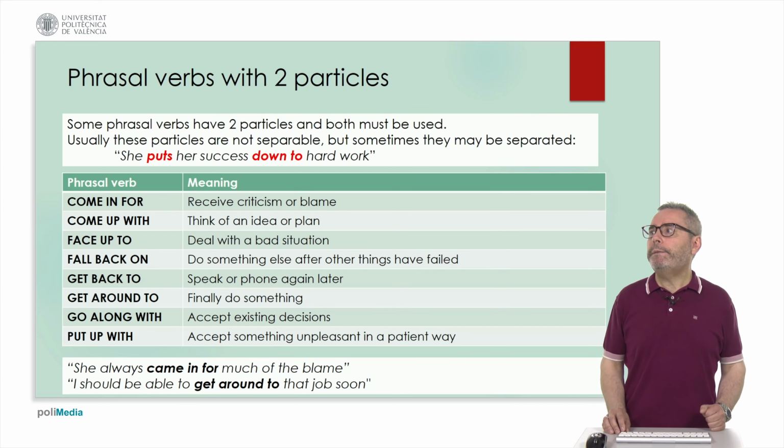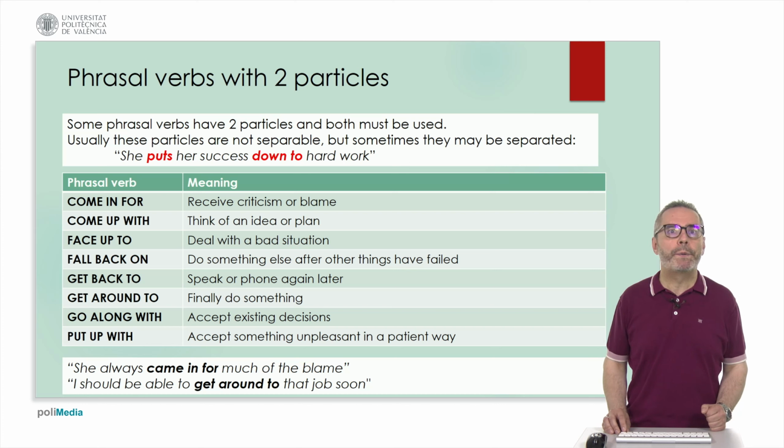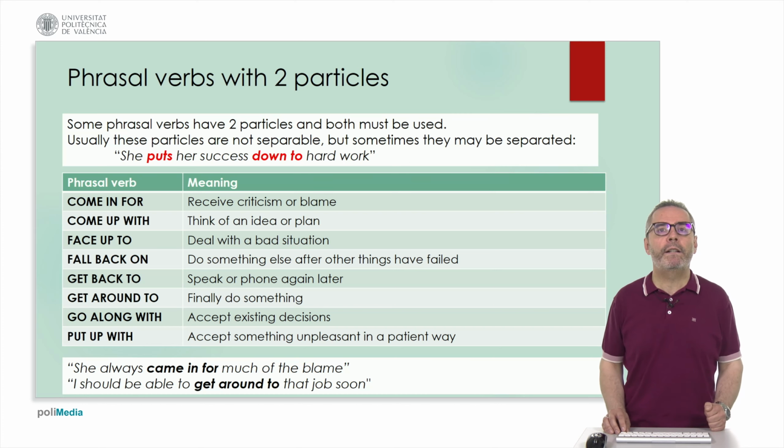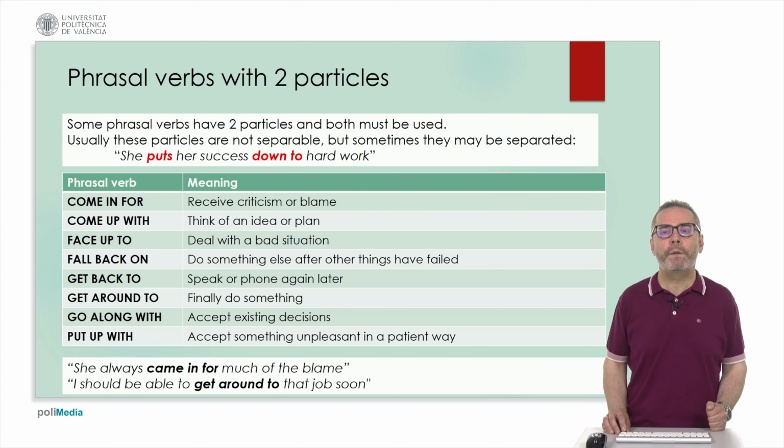Some phrasal verbs, on the other hand, have two particles and both must be used. Usually these particles are not separated, but sometimes we may separate them, such as in this example: She puts her success down to hard work. Here is a list of the most common ones.